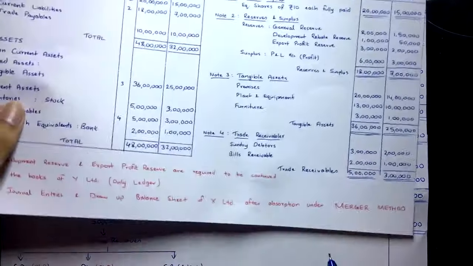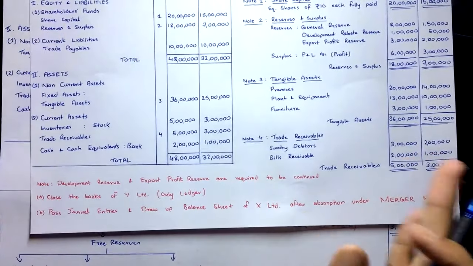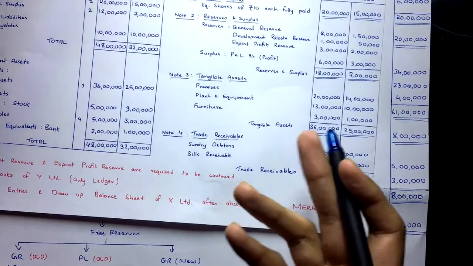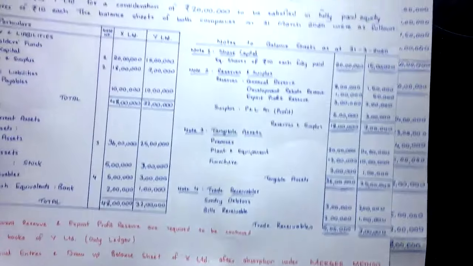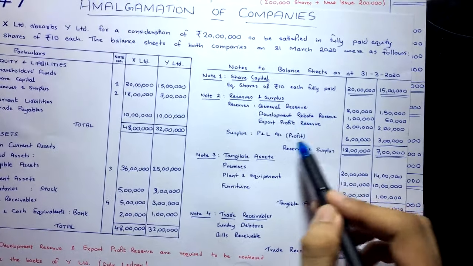So go to the old balance sheet. In the old balance sheet, you can see here 2 lakh plus 1 lakh. Just add those two together. All assets and all liabilities are taken over at the book value, so you just have to add them together. Only you have to do some adjustment in the reserves and surplus because of the writing off of the loss.